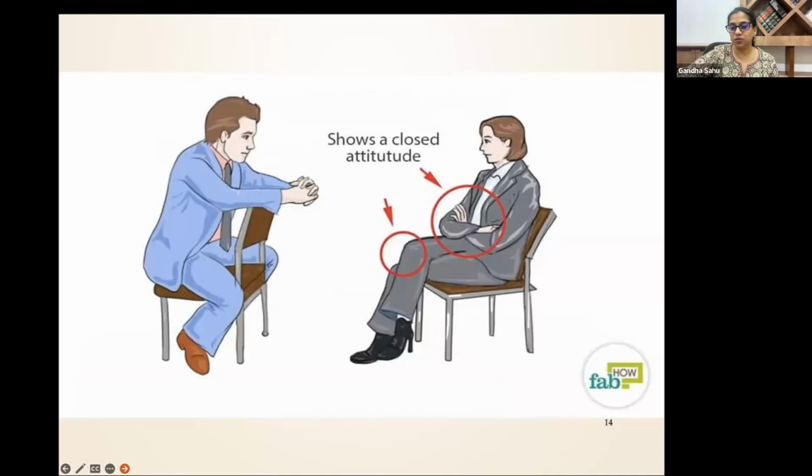Shows a closed attitude. So we've seen this in the earlier one also. You may not notice it, but if you are closing your body posture, it shows that you are either not interested or you are not liking what you're hearing. So it tenses up your body.